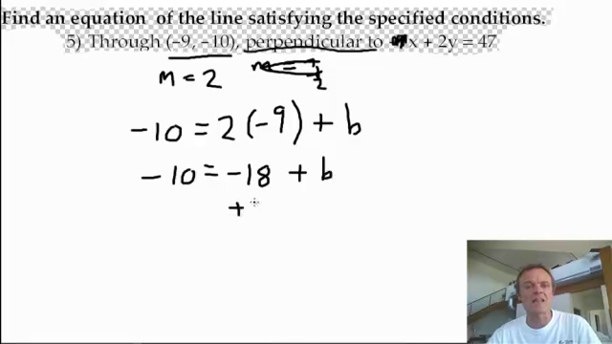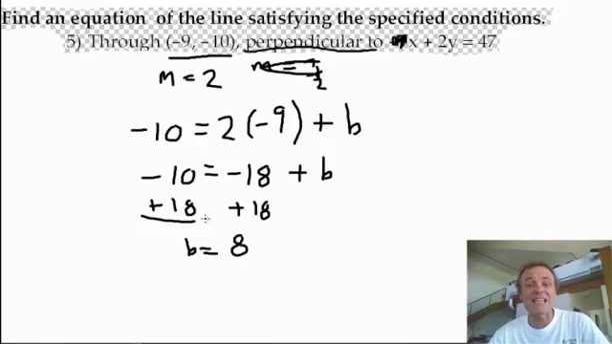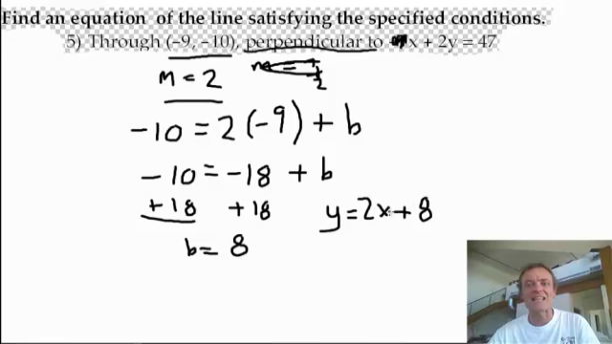I'm going to add 18 to both sides. To get rid of that negative 18, I add a positive 18. Well, that gives me b equals positive 8, doesn't it? Okay, b equals 8. There we go, right there. So if b is 8, here's your final answer. Y equals, what's the slope? Remember, we found it was 2. That's the number next to the x. What's the y-intercept? It's 8. So plus 8. Y equals 2x plus 8 is the answer. Okay, and that's how you do those.